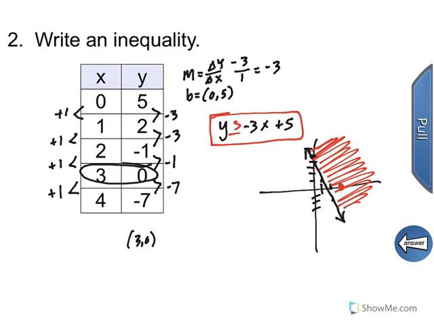So that 3, 0, that outlier part, doesn't help me with graphing the line, but it does help me figure out which side to shade. And so that helps me to figure out which inequality sign I should have here. So in this case, my inequality sign should be greater than or equal to.